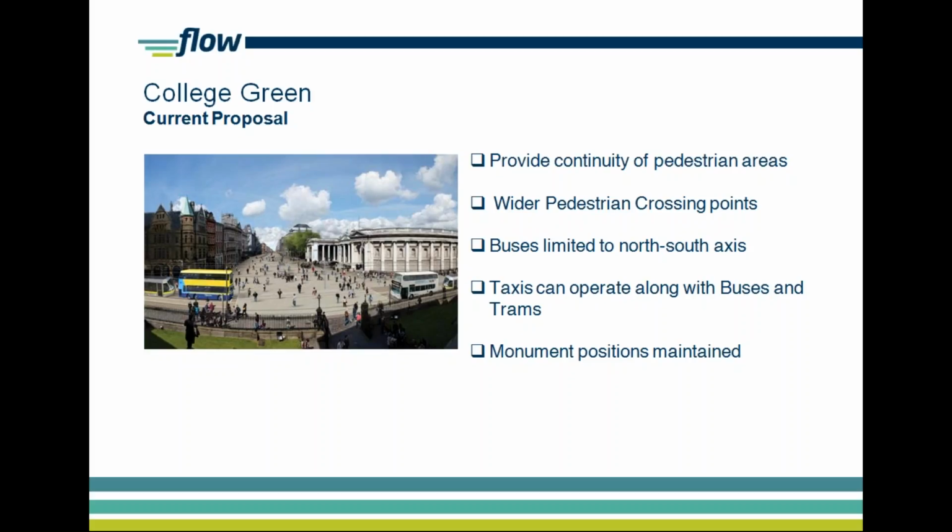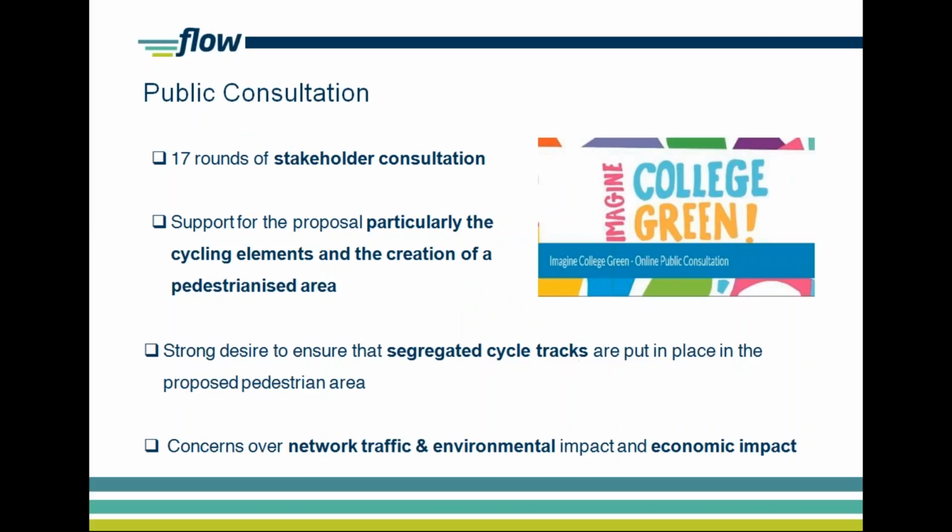Now, to get to this stage with the project, we have had to go through a series of public consultations, and to date 17 rounds of stakeholder consultations have taken place. There has been general support for the scheme, particularly the cycling elements and the creation of a pedestrian area. There is also a strong desire that if we are developing this area, we segregate the cyclists from pedestrians, and this is an item that we have had several discussions with the other stakeholders, including international representatives like the European Cycling Federation and Walk 21.